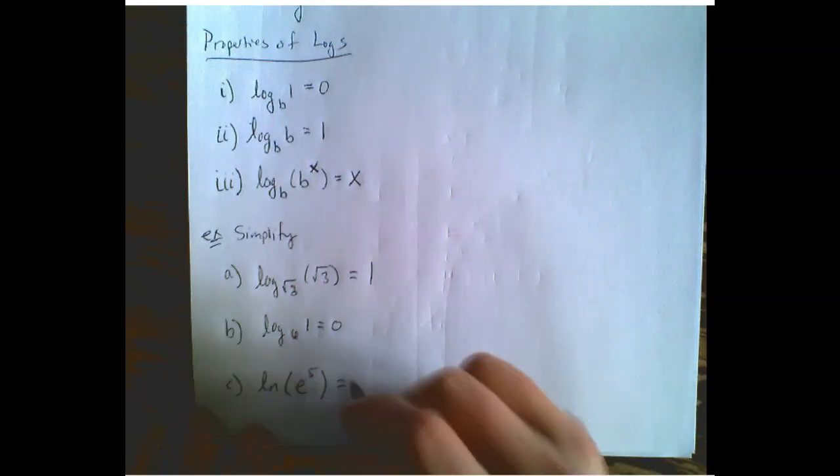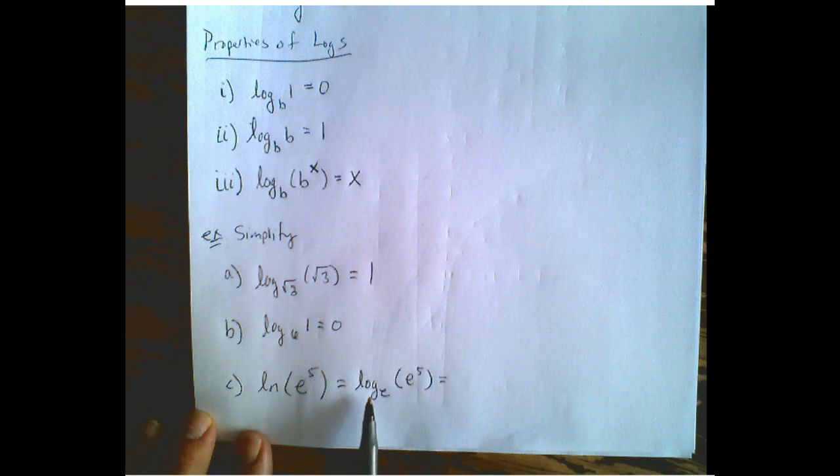Well, remember that the natural log is the same thing as log base e of e to the 5, right? So you can think about this log e and this exponential e kind of canceling, and it just spits out the 5.